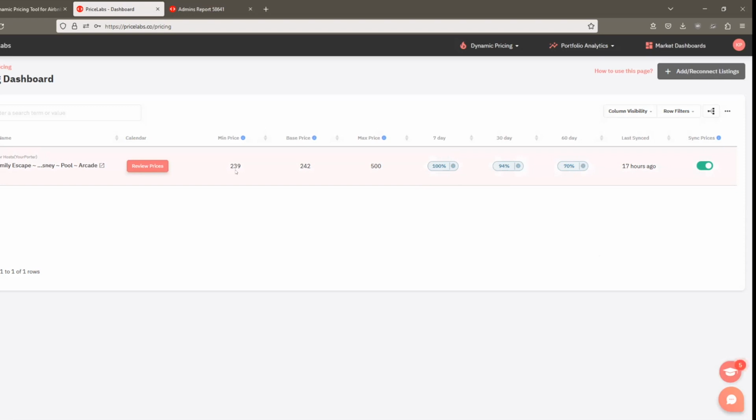So two things are happening. His minimum price is $239. He's saying never go below $239. He's in some way set that as his operational minimum price. And then the base price, he's set it as like $3 more than the minimum price.